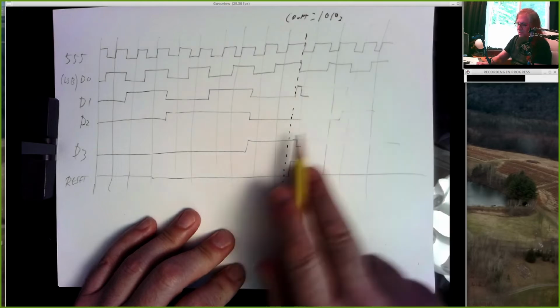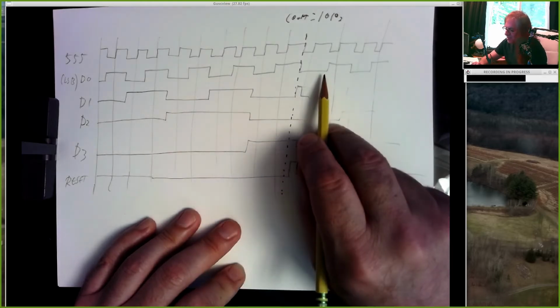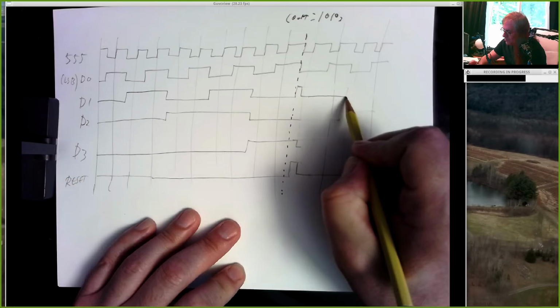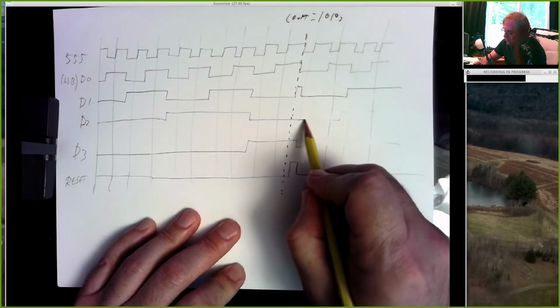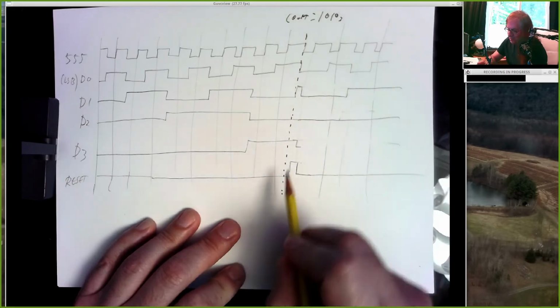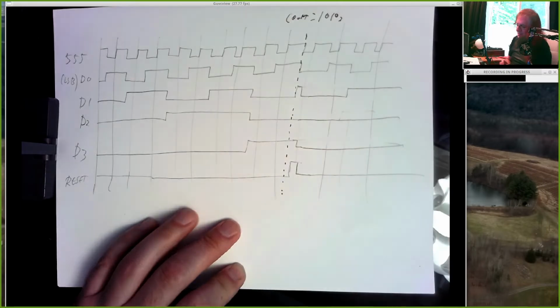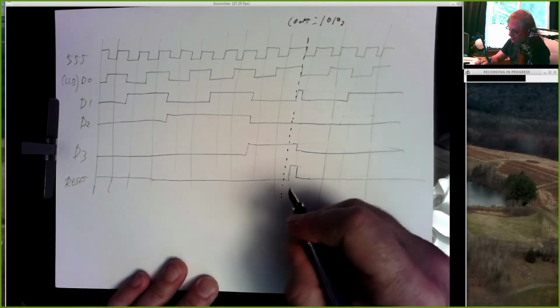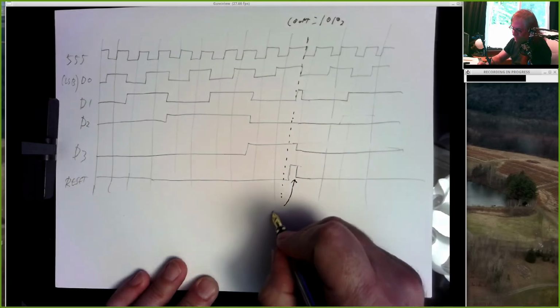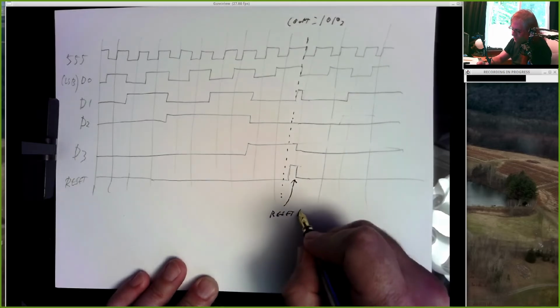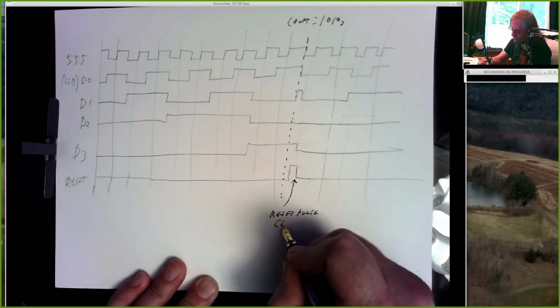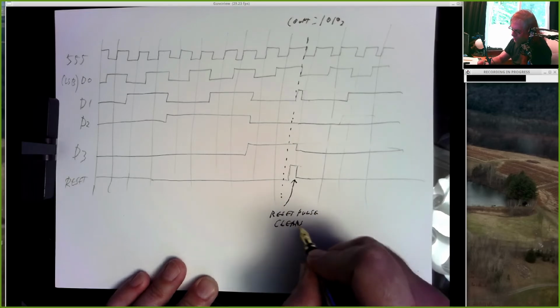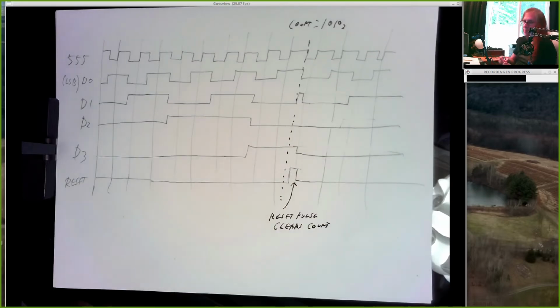And now I have to redo these parts of my timing diagram, so every time that D0 drops, D1 should toggle. And D1 will not drop in this example, and D2 will not drop. So there's what my timing diagram looks like. And I could put a little annotation here saying reset pulse clears count. And that's what your circuit should be doing.